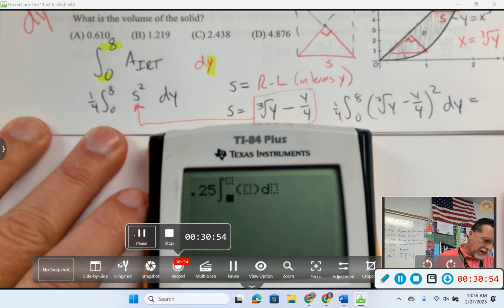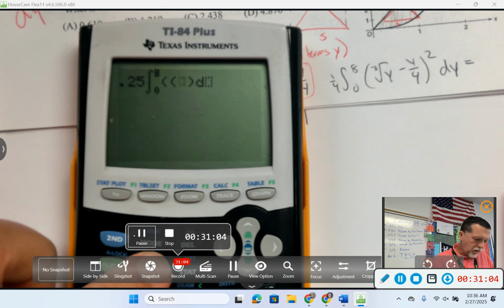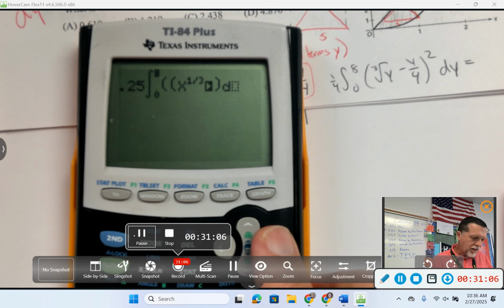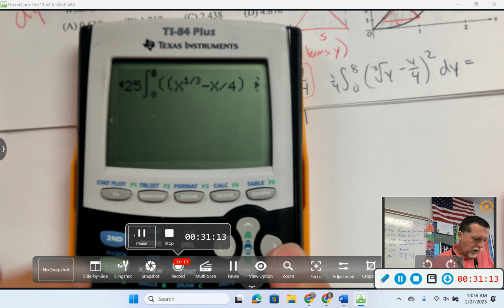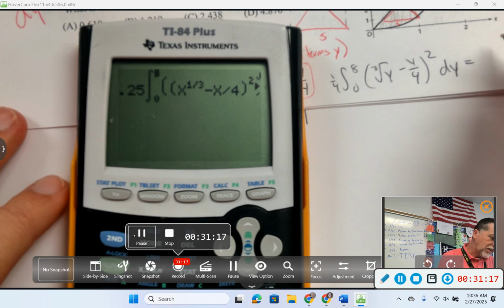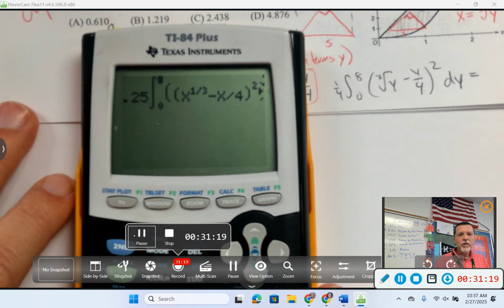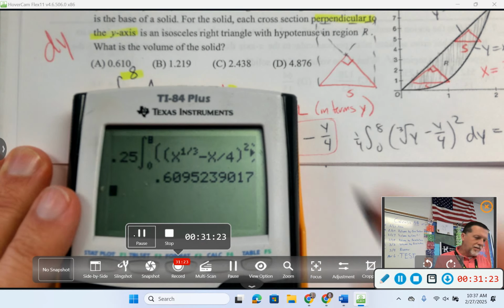0.25, math 9, 0 to 8. And then, parentheses and cube roots. And so I'm going to go x to the 1/3 minus x over 4. Square that, dx, and that should be my answer. I hope it's one of my answer choices. Thinking a while for that one, but there it is.